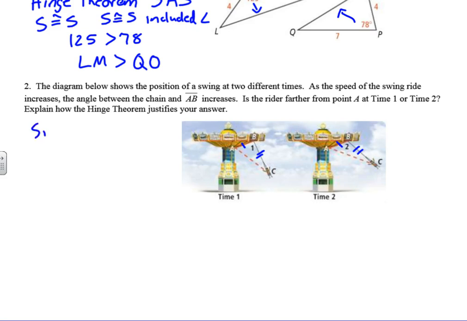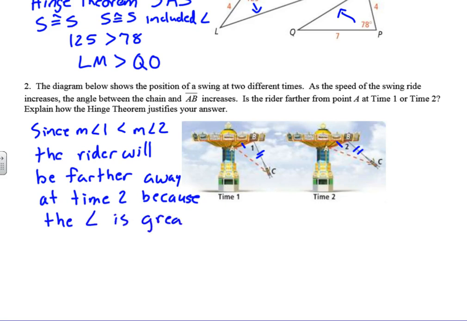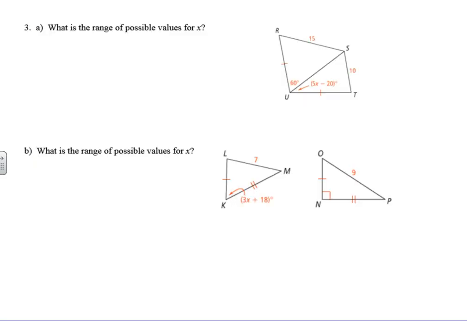Here's how we can explain this. Since the measure of angle 1 is less than the measure of angle 2, the rider will be farther away at time 2 because the angle is greater. So it's using the hinge theorem, the angle is greater in the second one. As it speeds up, the length of the chain doesn't change, but he gets further away from the ride. That's something we would intuitively know if we were observing that in person, but the hinge theorem helps explain it to us.